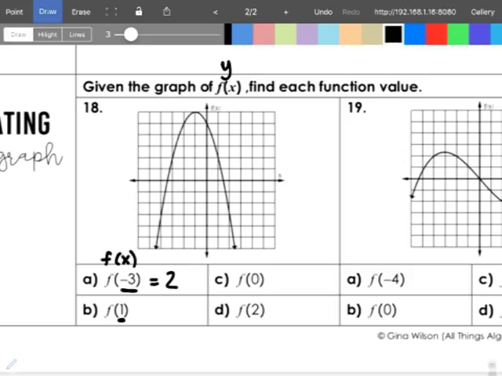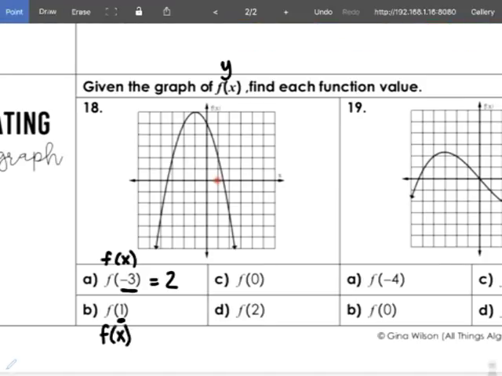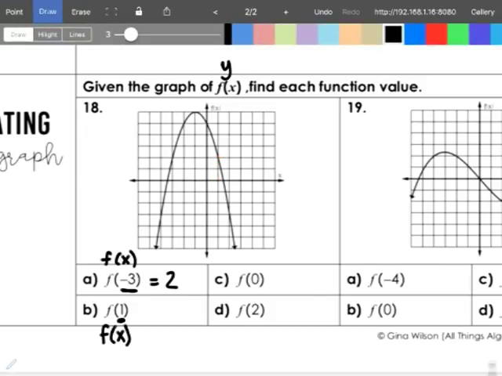Okay, now for this one, again, f of x. This is saying x equals 1. So when x equals 1, here's my x equals 1. This is 0, right? So this is x equals 1. When x equals 1, what is y? Y is 2 again, right? Y is 2.